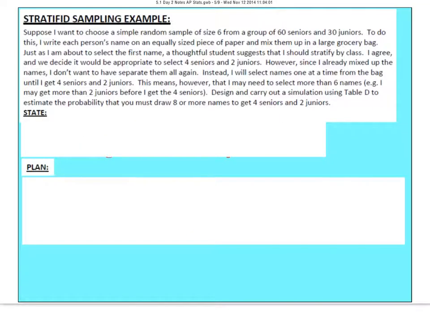Now let's actually walk through 2 simulations for these notes. And we'll do them in the formal state, plan, do, and conclude 4-step process. First scenario. Suppose I want to choose a random sample of size 6 from a group of 60 seniors and 30 juniors. To do this, I write each person's name on an equally sized piece of paper, mix them up in a large grocery bag.